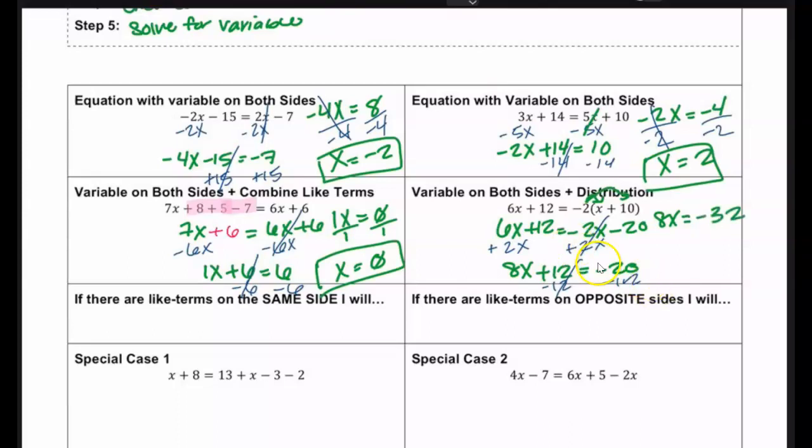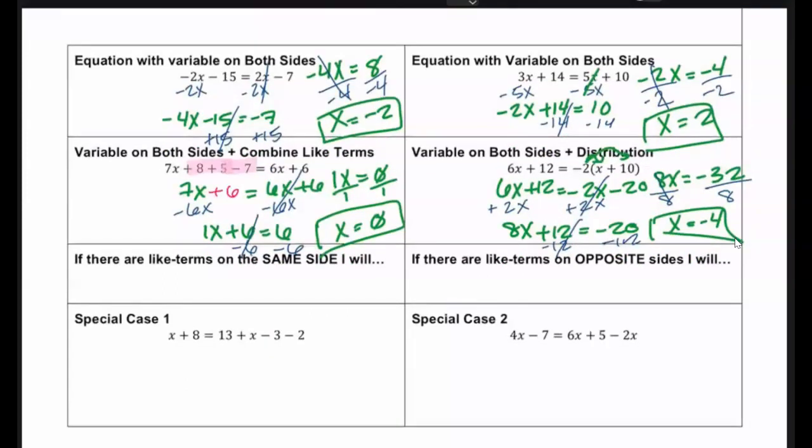A lot of students will forget their negative and just do 20 minus 12 and get 8, which is small calculation errors, so be careful there. And then our final step is usually division, so dividing by the coefficient of x. In this case, it was 8. So we get x equals negative 4, because positive divided by negative is negative.